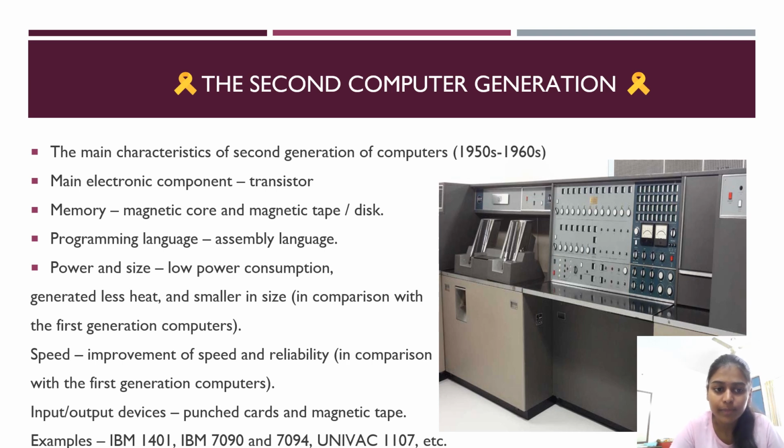In case of power and size, low power consumption and generated less heat and smaller in size in comparison with the first generation of computers. Speed: improvement of speed and reliability in comparison with the first generation of computers. Input and output devices used are punched cards and magnetic tape. Examples like IBM 1401, IBM 7090 and 7094, UNIVAC 1107, etc.